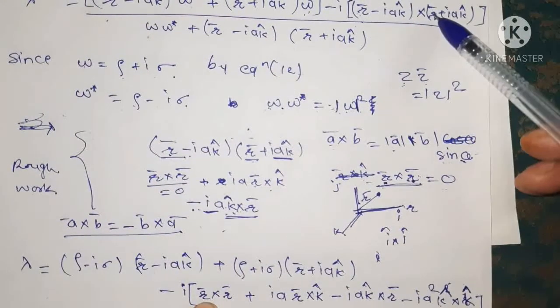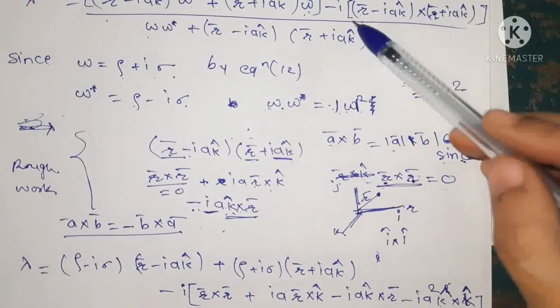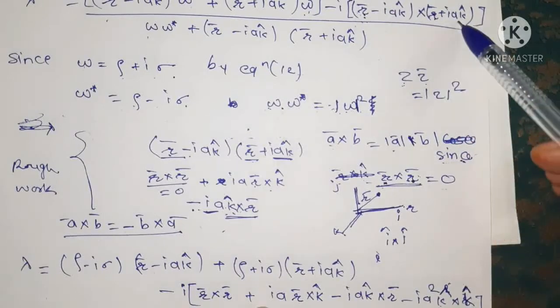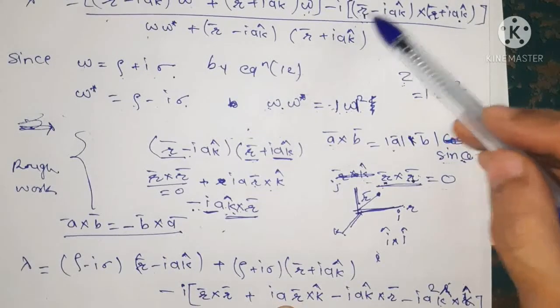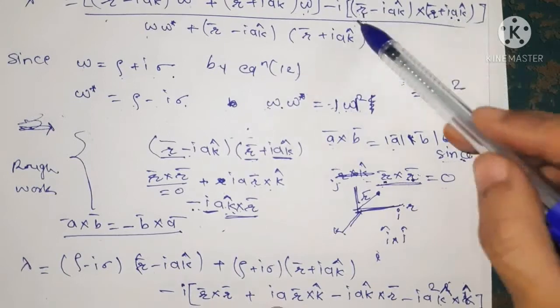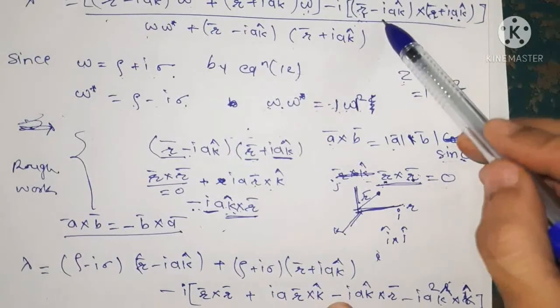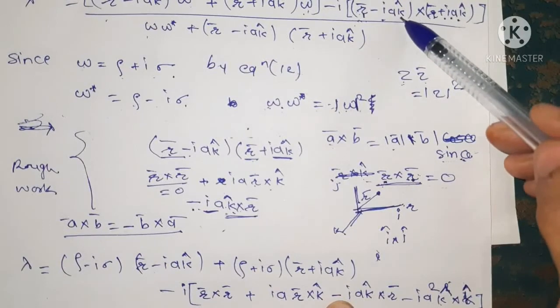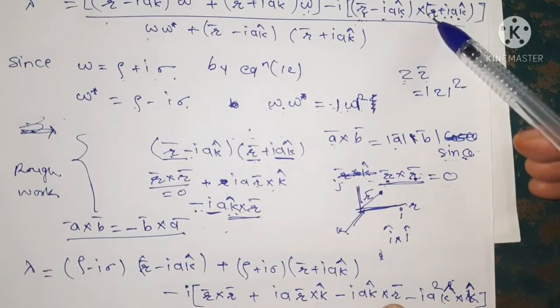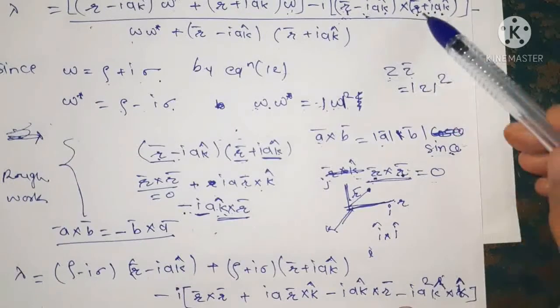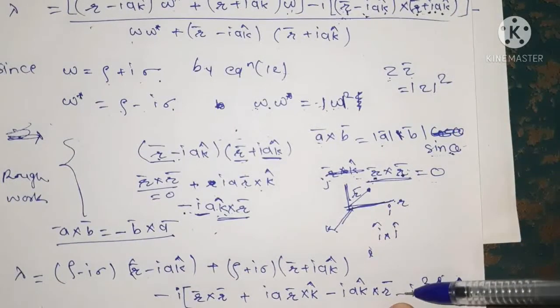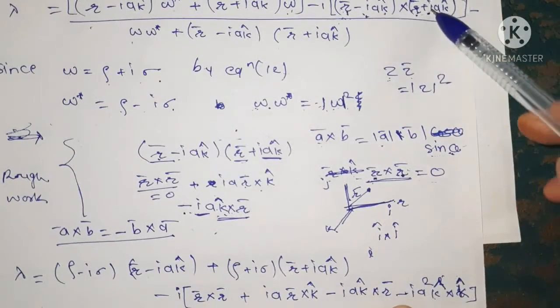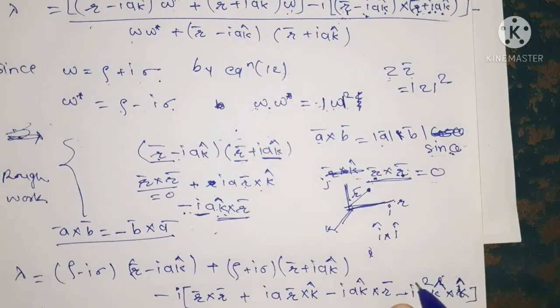cross product, then we open this bracket r bar with i a k cap, so r bar into i a as i a r bar cross k cap. Then minus sign with the r bar, that is a cross product of k cap cross r bar. Then minus into plus is minus sign, and i into i is i square. So here we have i square.